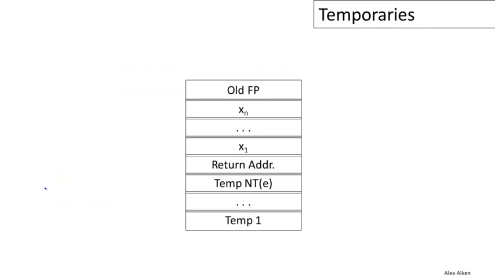And now we can talk about how we're going to lay out the activation record. We'll leave the first part of it the same, so everything up to the return address is laid out just as before. First the caller's frame pointer, then the n arguments in reverse order, and then the return address. And then after the return address come the NT of e locations for the temporaries.